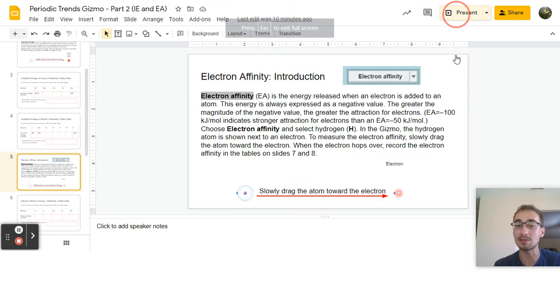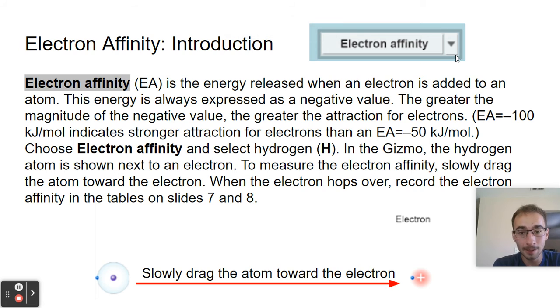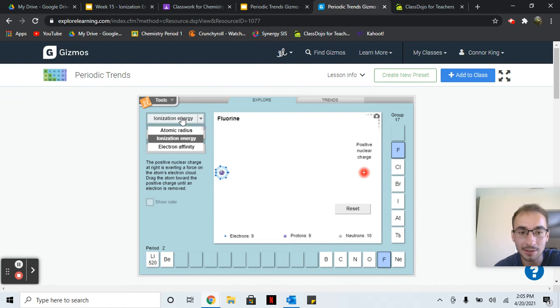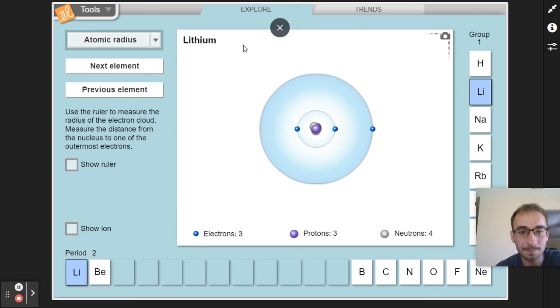Next, we're going to learn something that's very similar. Electron affinity is energy released when an electron is added to an atom. This energy is always expressed as a negative value. The greater the magnitude of the negative value, the more attracted the element is to electrons. So remember that. The bigger the value, the more attracted it is to electrons.